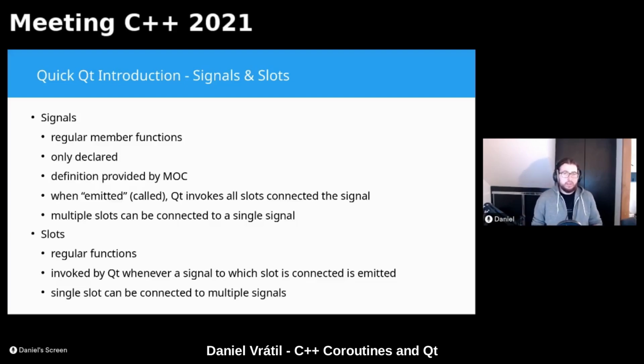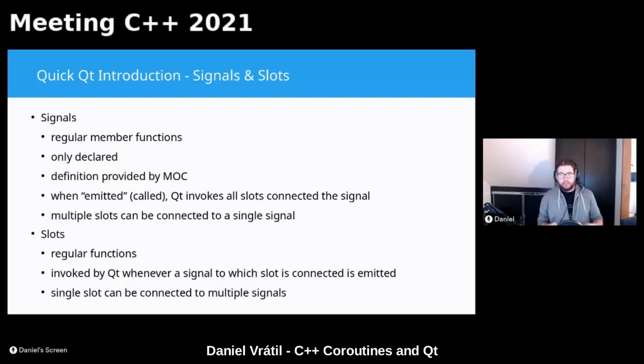And what is a slot? Well, it's just a regular function. Whenever a signal that the slot is connected to is emitted, Qt will make sure that the slot is called. The relation can be M to N, so you can have multiple slots connected to a single signal, and you can have a single slot invoked from multiple different signals.